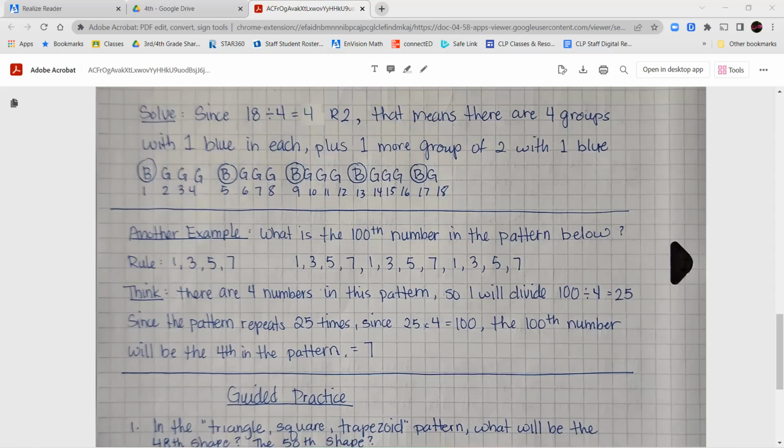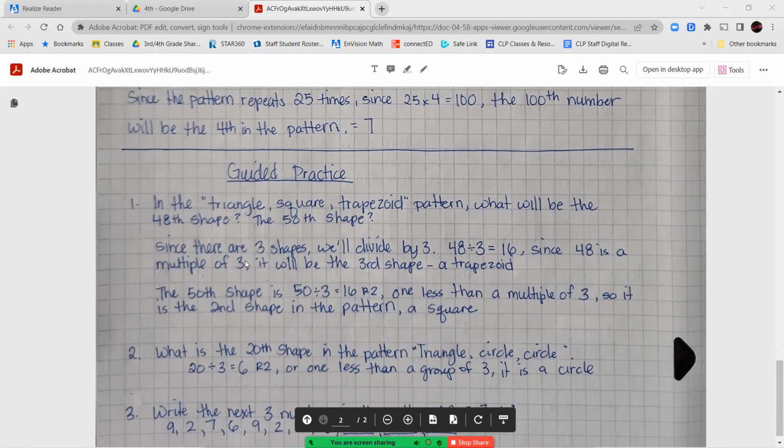So I'm going to divide 100 by 4, which gives me 25. That tells me that the pattern is going to repeat 25 times. And since 25 times 4 is 100, the 100th number will be the 4th number in that pattern. Since it divided by 4 evenly, that means it's going to be the 4th number in the pattern, which is a 7. Next, let's take a look at our guided practice.